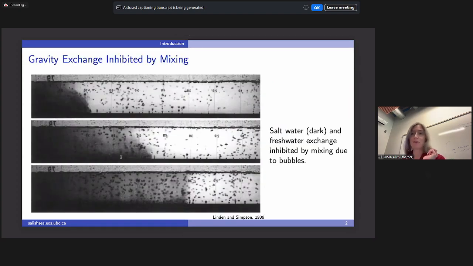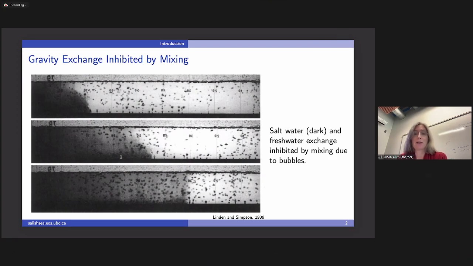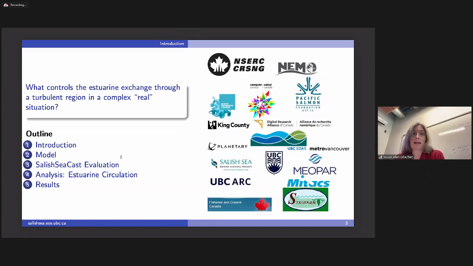Back when I was a graduate student, which was truly a long time ago, in the lab, my supervisor was working on what happens to gravity currents if you put turbulence on them and if you bubble air through them. And he found that you significantly inhibited the flow of the gravity currents by mixing them with the gravity current going the other direction. So my question is, is that actually going on in the real world? Can we see that when we go through a very complicated turbulent region in a real situation?